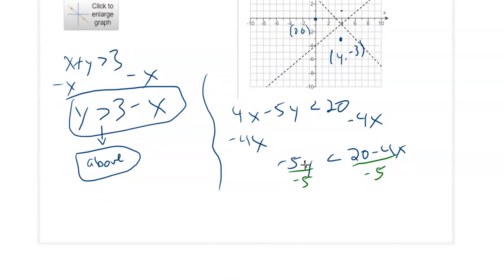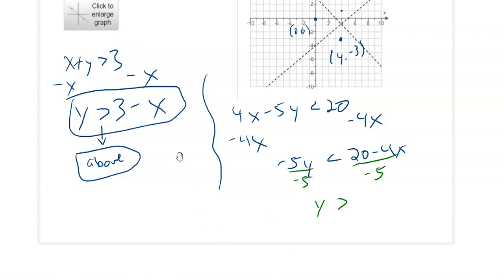Then you divide by -5 to solve for y. Now what's significant about that is if you divide by a negative on both sides, you have to flip the symbol around the other way. That's why you still have to go through this. You might say, why do we have to bother solving for y? Just look at the inequality symbols.